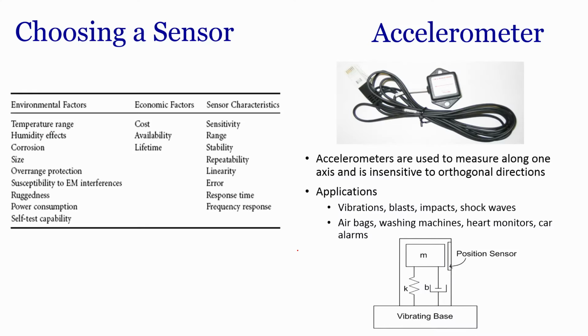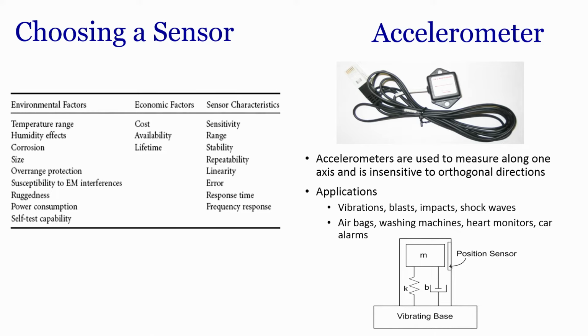If you see on the slide, accelerometers are used to measure along one axis and are insensitive to orthogonal directions. The applications of accelerometers are in vibrations, blast, impact, shock waves, in airbags, washing machines, heart monitors, car alarms. So, this is just an equivalent circuit of the accelerometer. You can get an accelerometer ready made, and you can measure the vibrations. Like I said, it is placed in the airbags in your car, it is there in the washing machines, in the heart monitors, and also in the car alarms.